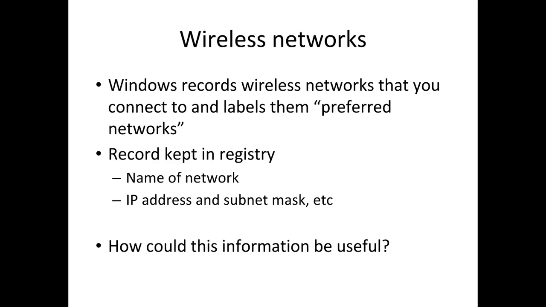The registry also keeps a record of the wireless networks that you've connected them to. It happens to label them preferred networks, so when you're searching through the text files that are generated by regrip, there's some text you might want to search in. And this will keep a name of the network, IP address and subnet mask, and of course this is useful because, depending on what type of IP address it is, it could give you an idea of what networks the computer has connected to.